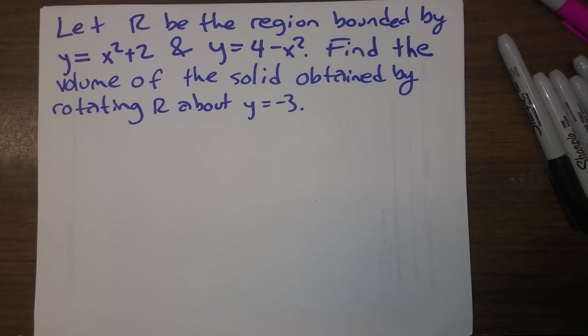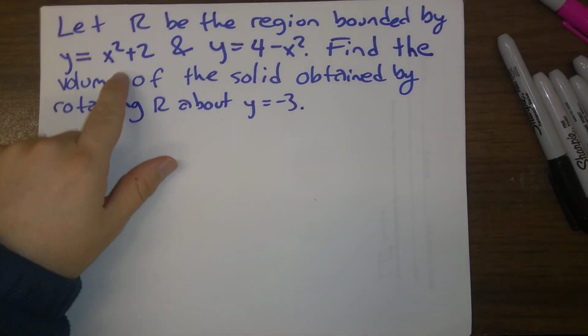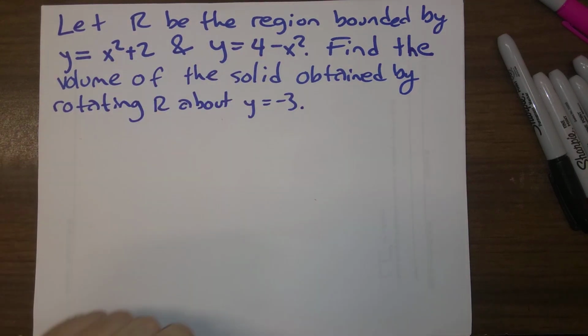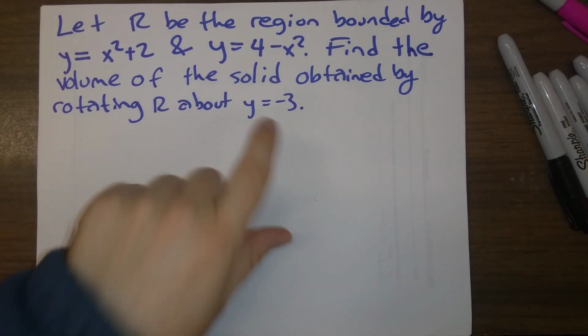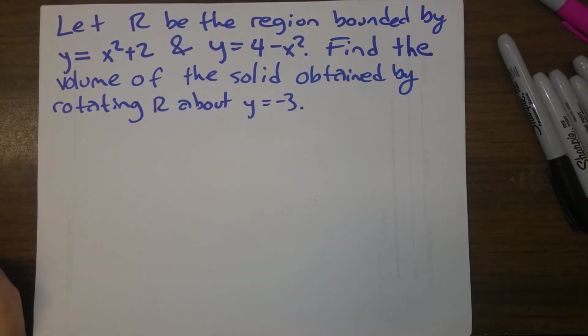Let's look at another twist on these types of problems. Let R be the region bounded by y is equal to x squared plus 2 and y is equal to 4 minus x squared. Find the volume of the solid obtained by rotating R about y is equal to minus 3. So here's our new twist. We're not rotating about the x-axis. We're rotating around a different horizontal line.